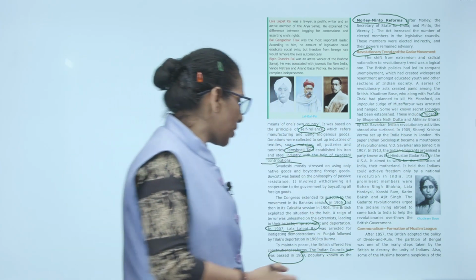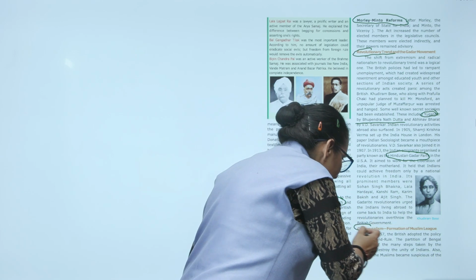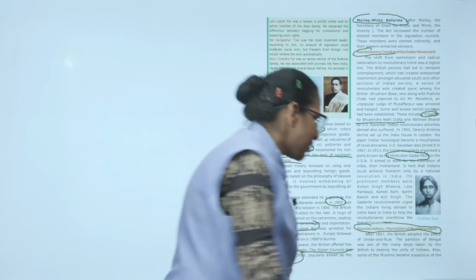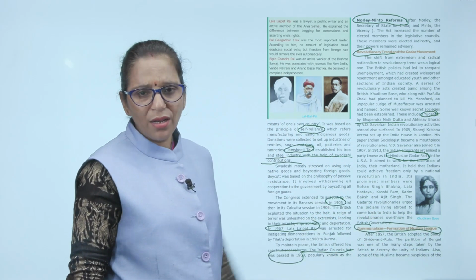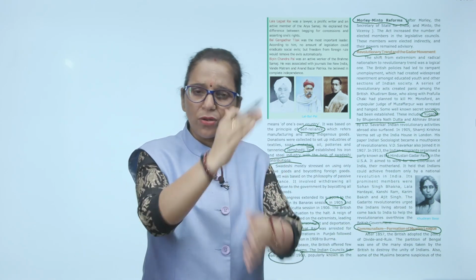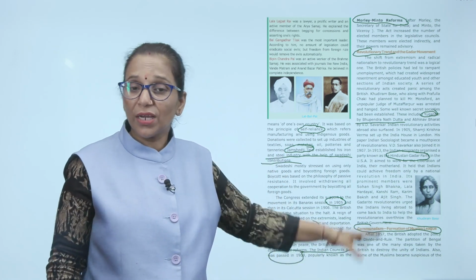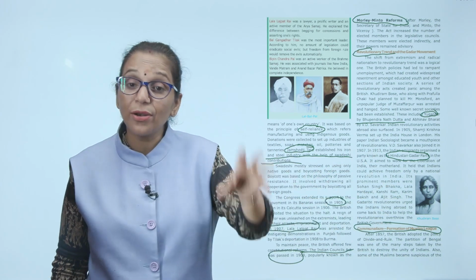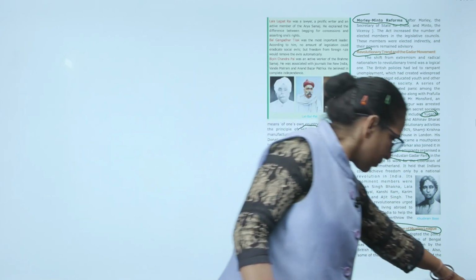Now moving to communalism and formation of the Muslim League. After 1857, Britishers knew very well that yes, we need to disrupt the unity of India. So they followed the policy of divide and rule, especially between the Hindus and Muslims. The partition of Bengal was one of the great examples of this divide and rule policy.